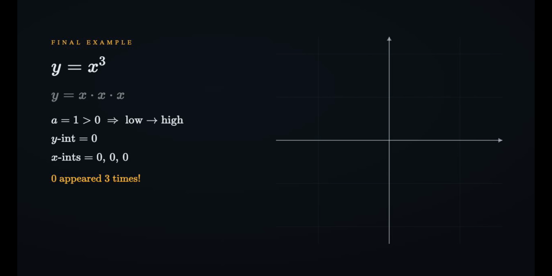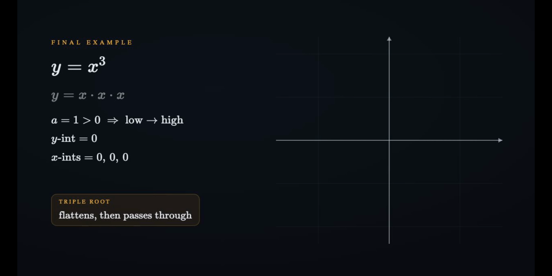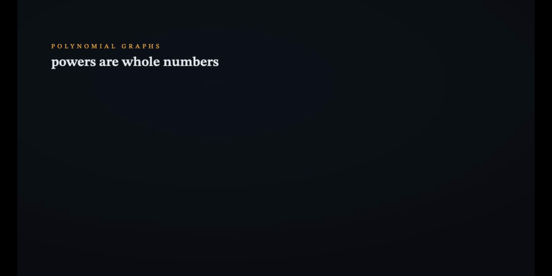Hang on, that appeared 3 times. When it appears 3 times, it is called a triple root. At a triple root, the curve will flatten near it like a double root does, but it will still pass through. Let's draw it. We start low, then we flatten out to touch x equals 0, then we pass through. There we go, that is why the original y equals x cubed function has that little wiggle in it. It's a triple root.